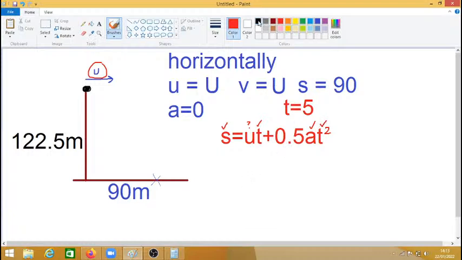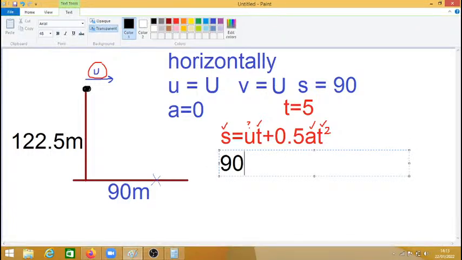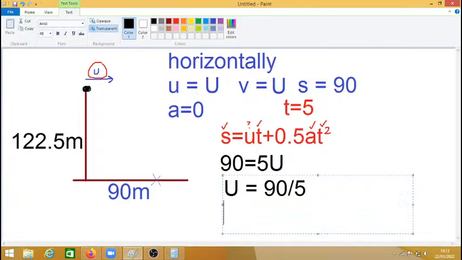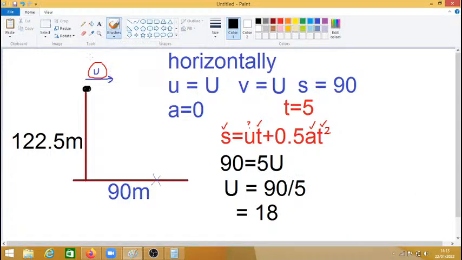So let's put the numbers in. Starting with s, 90 is equal to, the u is unknown, let's leave that as u, and the t is 5, so that'll make 5u. And then solve that, and you get u is equal to 90 divided by 5, which is equal to 18. And that's your answer for the initial velocity.